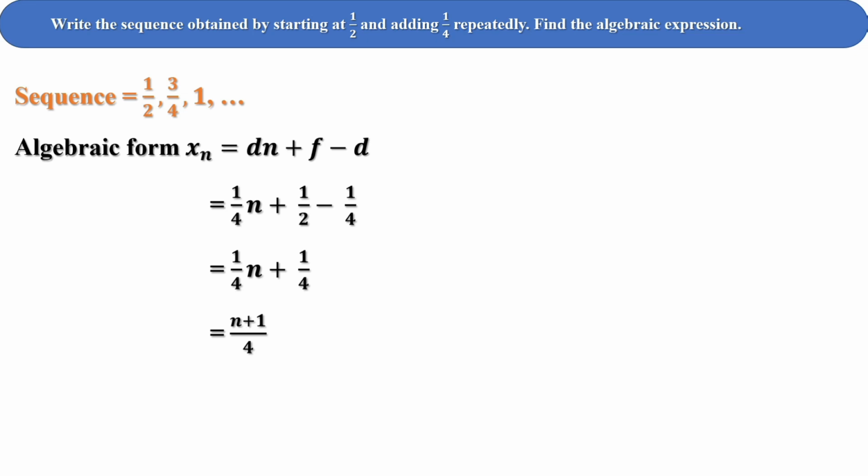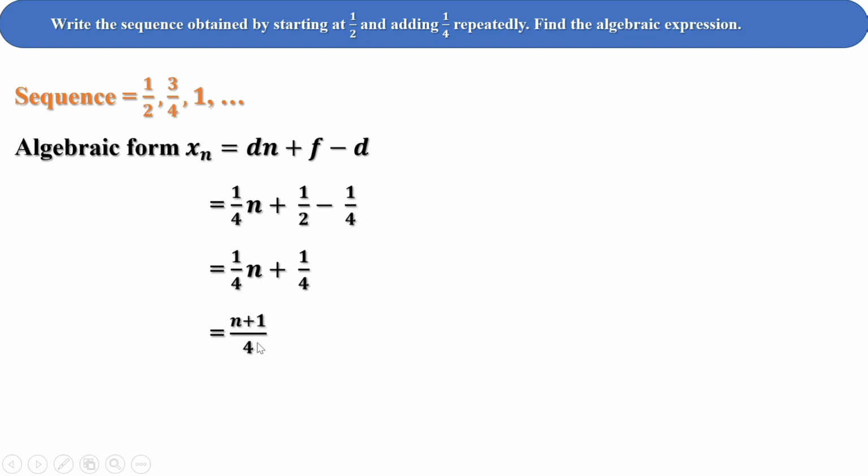n can take any value. When n is 3, n + 1 is 4. So 4/4 is 1. We get the first natural number. When n is 7, 7 + 1 is 8. 8/4 is 2.